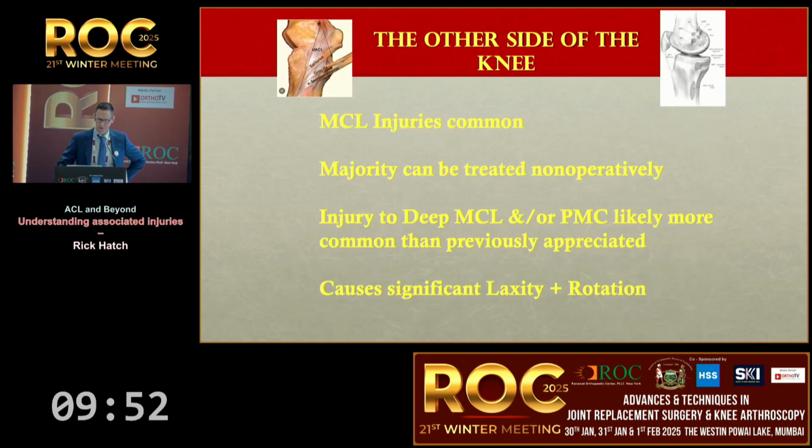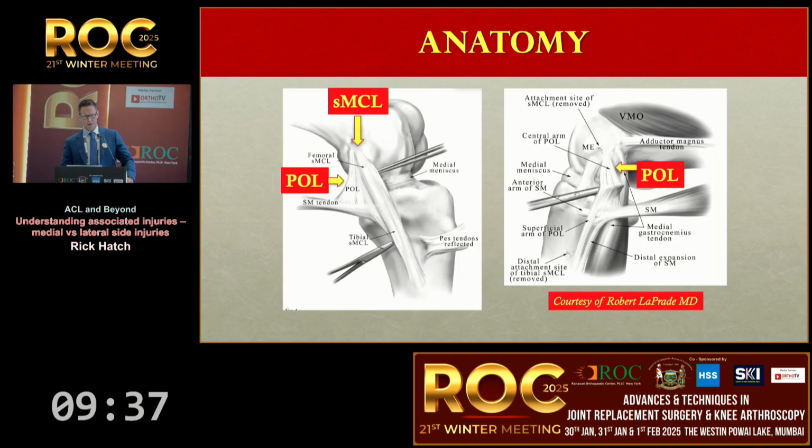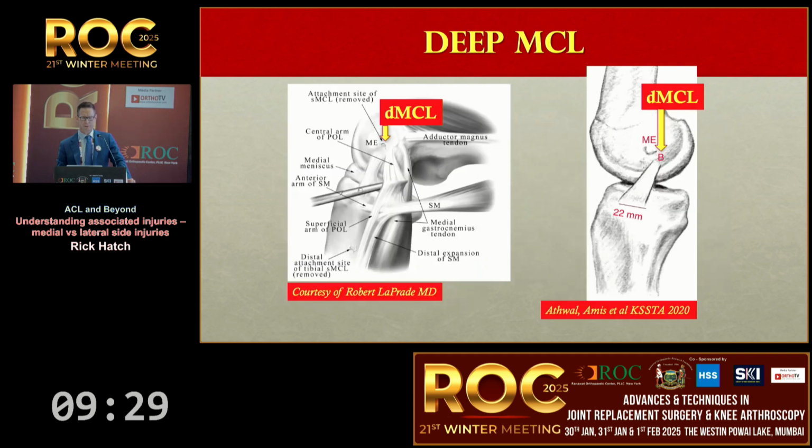clinical examination. If we start with the medial side of the knee, MCL injuries are common, but injury to the deep MCL and the posterior medial corner are likely more common than previously appreciated. And these cause significant laxity with regards to rotational injuries. If we think about the anatomy of the MCL, there's the superficial MCL, the deep MCL, and the posterior oblique, which makes up the posterior medial corner.